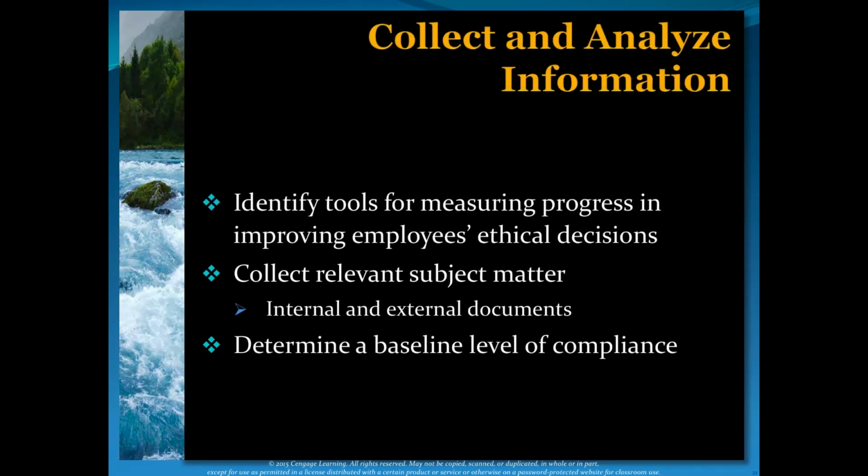Our next step: collect and analyze relevant information. So our next step is to identify the tools or methods for measuring the firm's progress in improving employees' ethical decisions and conduct. The firm should collect relevant information for each designated subject matter area. A thorough audit will include a review of all relevant reports, including external documents sent to government agencies and other parties. The information collected will help determine baseline levels of compliance as well as the internal and external expectations of the company. This step identifies where the company has met its commitments.